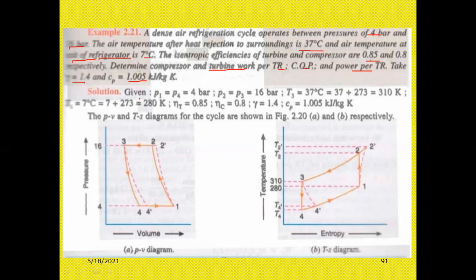So first draw the figure. Whatever the figure you know, first draw it, like this, and write the given data. So what is given, 4 and 16. Therefore pressure P1 to P4 is equal to 4 bar. Simply we can say pressure P2 to P3 is equal to 16 bar. Next, temperature is given: heat rejection to the surrounding outside. So our surrounding means T3. T3 is equal to 37 degrees plus 273, that is 310 Kelvin. So whatever the problem is, if you do not properly write the temperatures and pressures in the given data, you cannot get the answer.